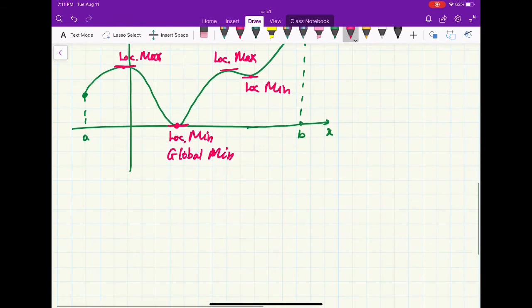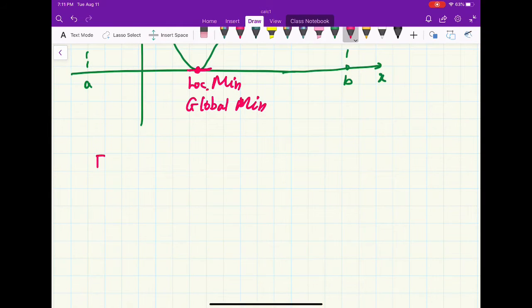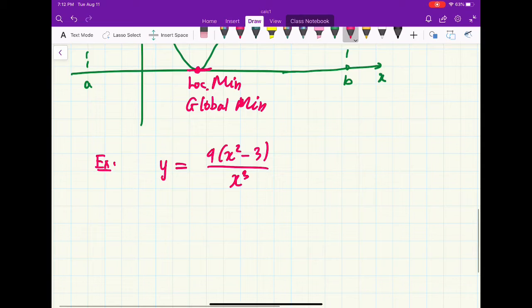So let's consider the following example. In this video, we consider local extrema very naively, without consideration of the increasing and decreasing properties of the function, because I don't want to jump ahead. I will teach you that technique, but not right now. Let's consider the following function: y equal to 9x squared minus 3 over x cubed.